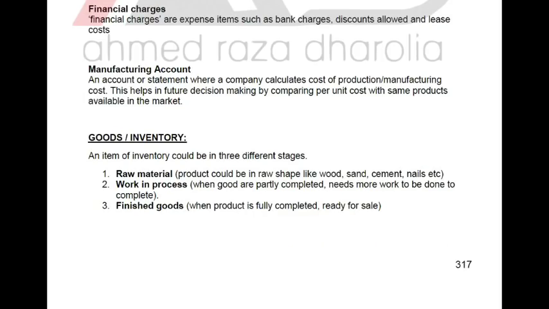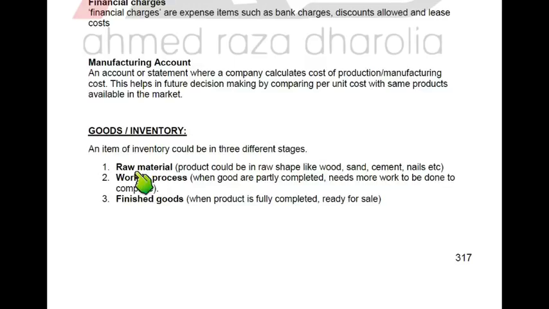Secondly, we have inventory. Now we already know what inventory means. From a manufacturer's perspective, in a manufacturing account there are three types of inventory. Firstly, it is raw material.